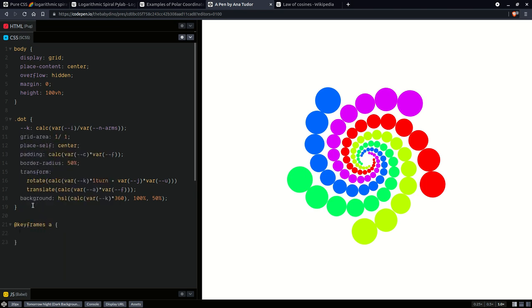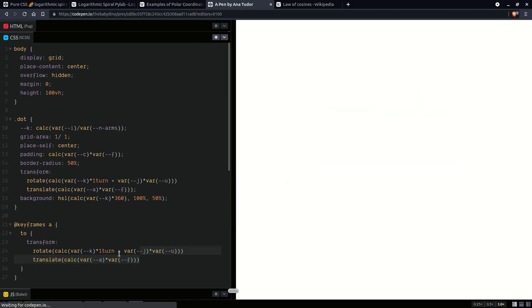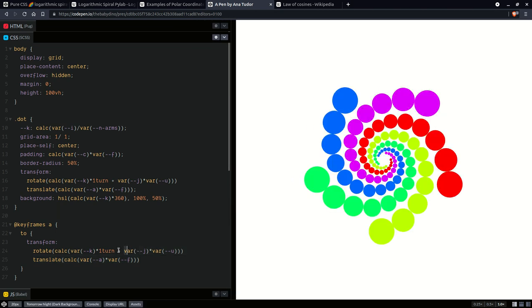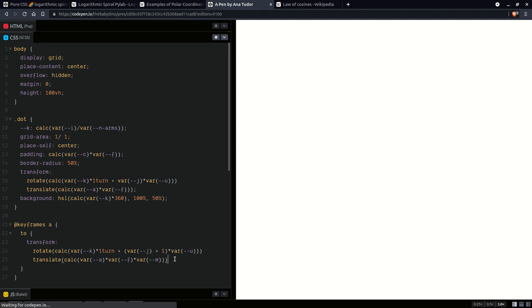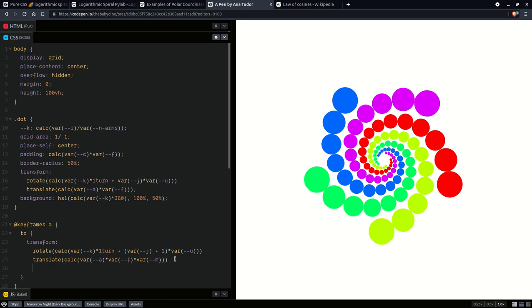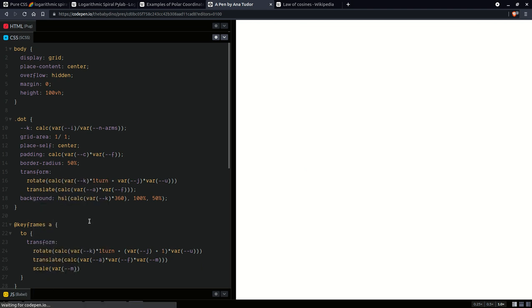So we are going to take this keyframes animation, and we're going to have transform, so something like this. And here we're going to have j+1. Here we're going to multiply with m, right? And we're also going to scale to m. Now let's see how that looks.